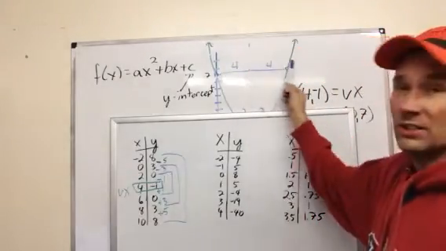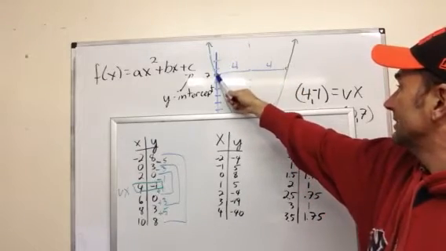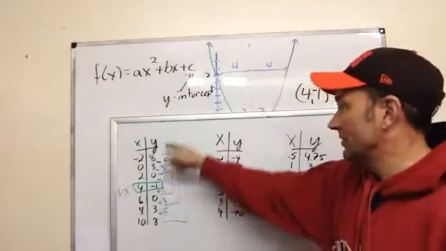Kind of like when I mentioned it up here in this graph. Here it was 0, 7. Over here it's 8, 7. Our y values are the same.